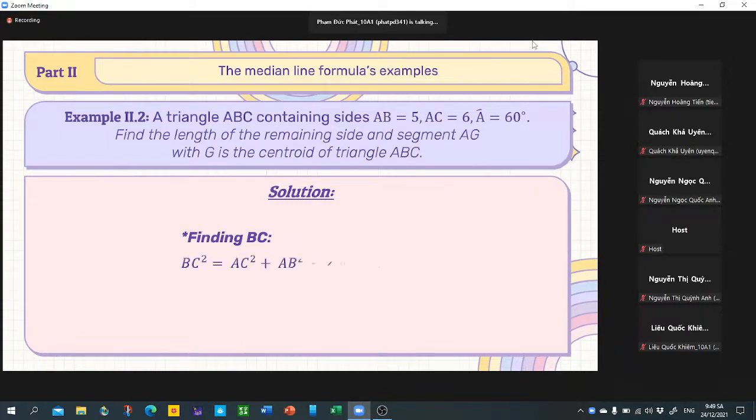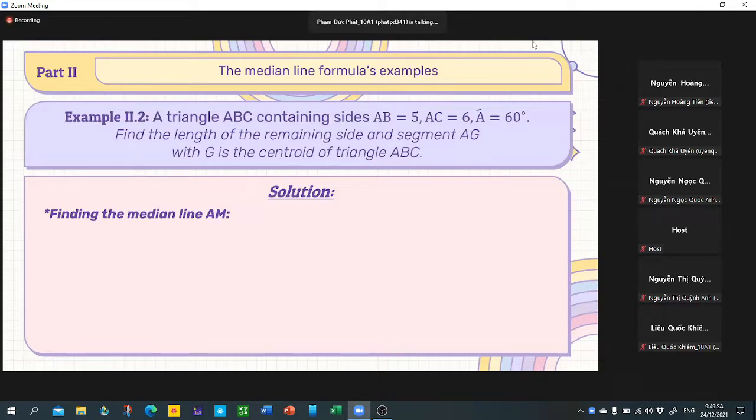Finding BC. Having BC squared equals AC squared plus AB squared minus the multiplication of 2 AC, AB, and cosine A. That equals 6 squared plus 5 squared minus the multiplication of 2, 6, 5, and cosine 60. With that being said, we have BC equals the square root of 31.